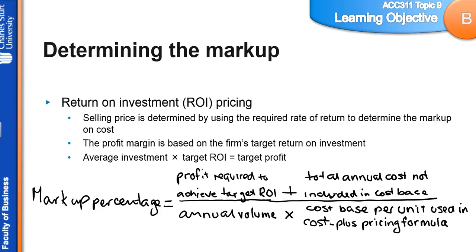Then we need to consider how we determine the markup, and it can be done by using a return on investment pricing, where the selling price is determined by using the required rate of return to determine the markup. The profit margin is based on the firm's target return on investment, whereas the average investment is the target return on investment, giving you the target profit. So the markup percentage is the profit required to achieve the target return on investment, plus the total annual cost not included in the cost base, over the annual volume times the cost base per unit used in the cost plus pricing formula.